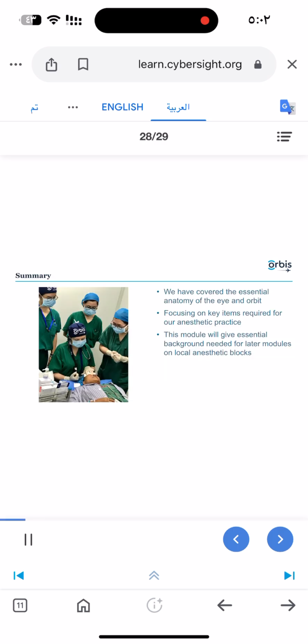In this section, we have covered the essential anatomy of the eye and orbit. It is not intended to be an exhaustive anatomy module, but rather to focus on the key areas that we need to understand as anesthesiologists. This module will also give essential background needed later in this course when we talk about local anesthetic blocks.